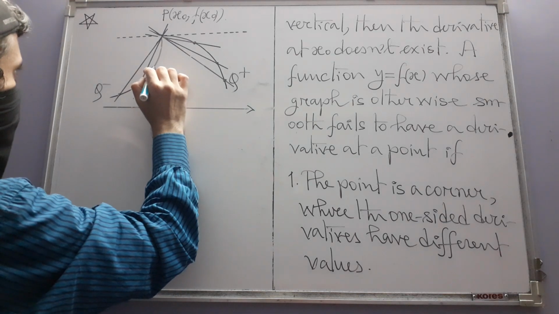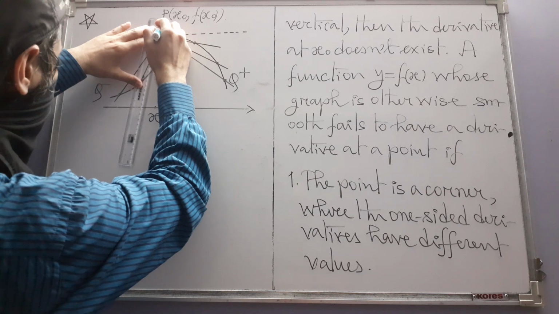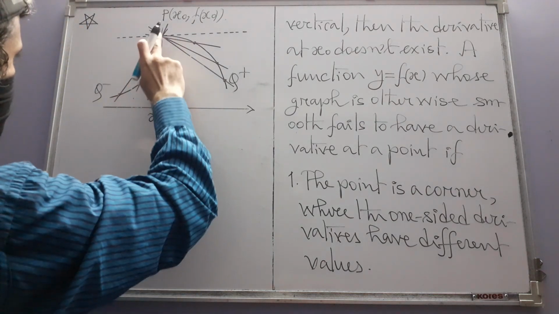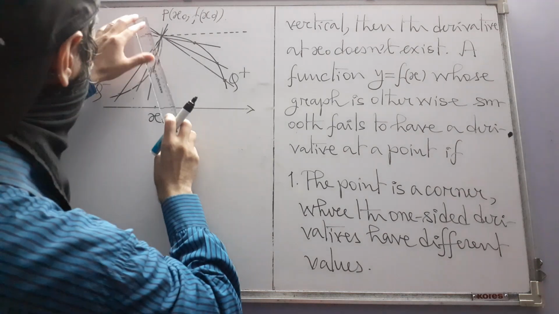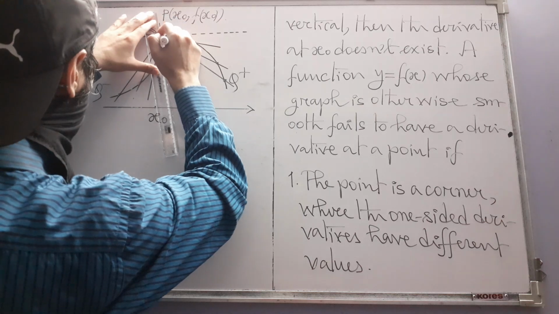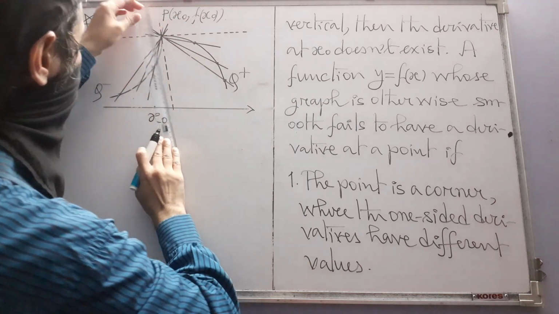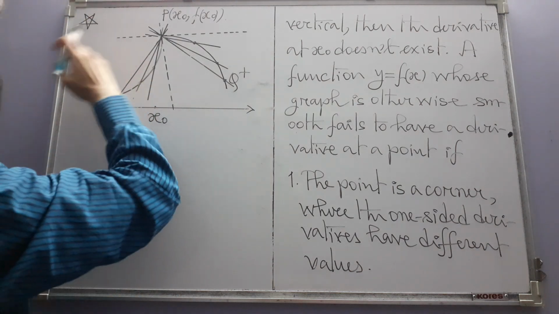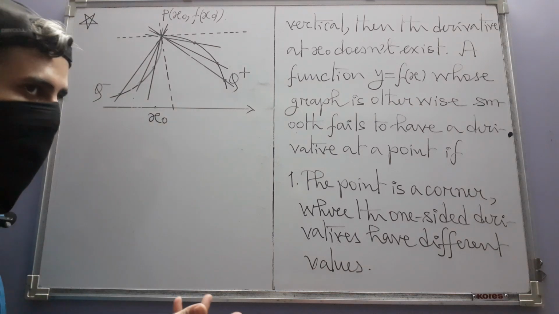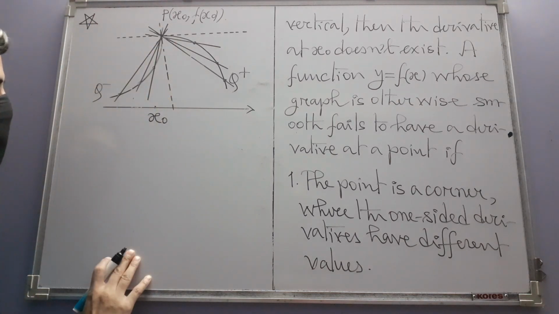So let me take another point. In the limiting case, when Q approaches P in this manner, the secant lines will approach this line instead. This line, not that line. And the slope of this line is equal to the left hand derivative of our function at the point P.